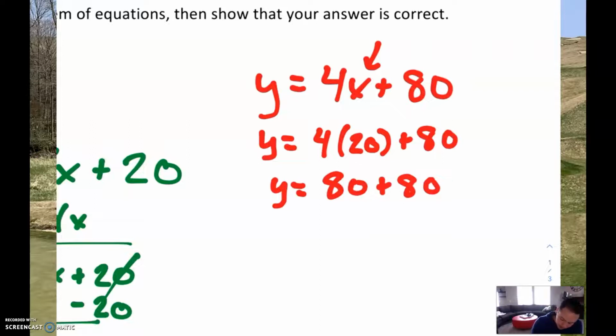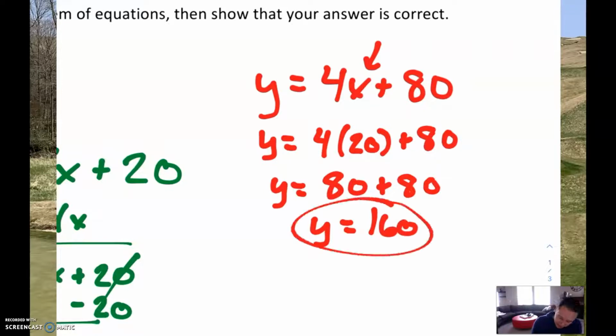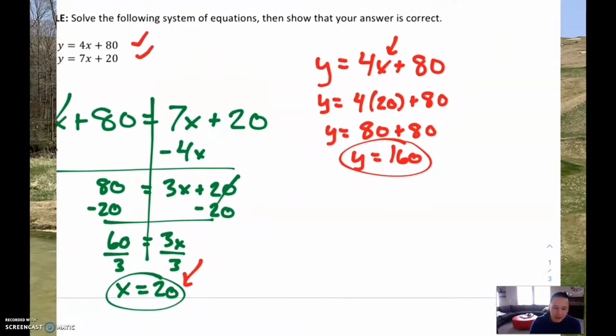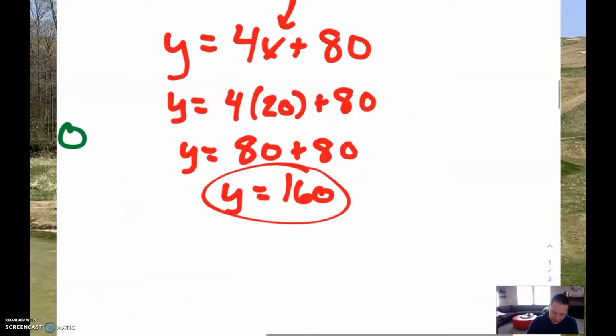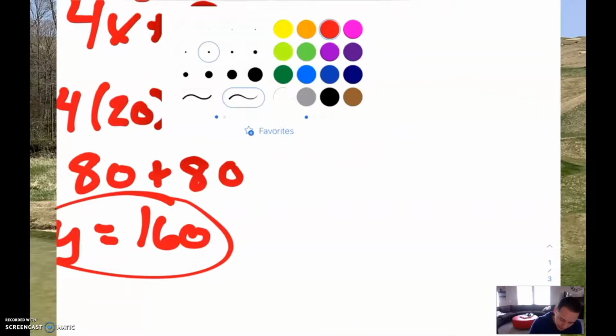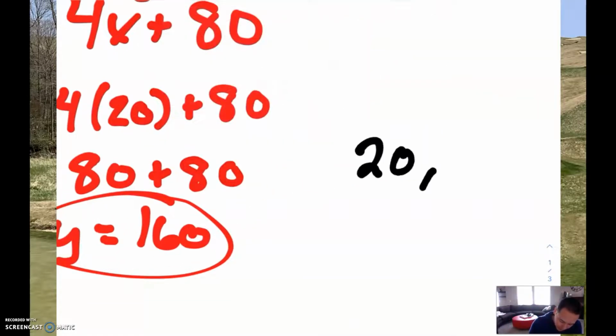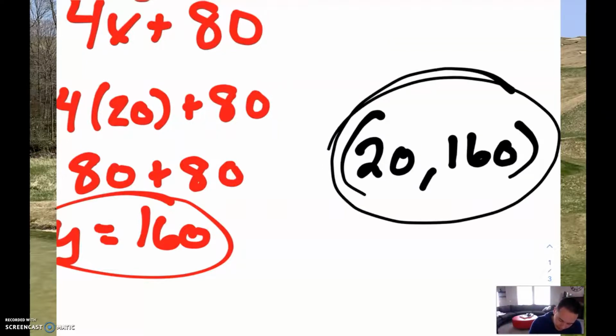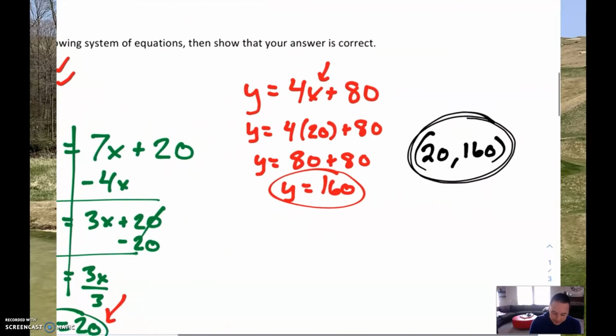And if we add these together, we get 80 plus 80 is 160. And that's my value for y. So we've solved for x and we've solved for y. When you are all done, make sure that you write your answer as a coordinate, because remember, what you're actually finding is like a spot on a graph where they cross. And so our coordinate would be 20 for the x coordinate, 160 for the y coordinate. And that's going to be your answer.